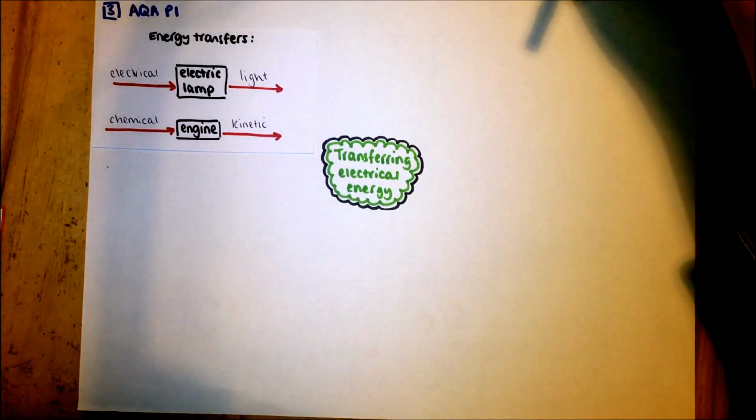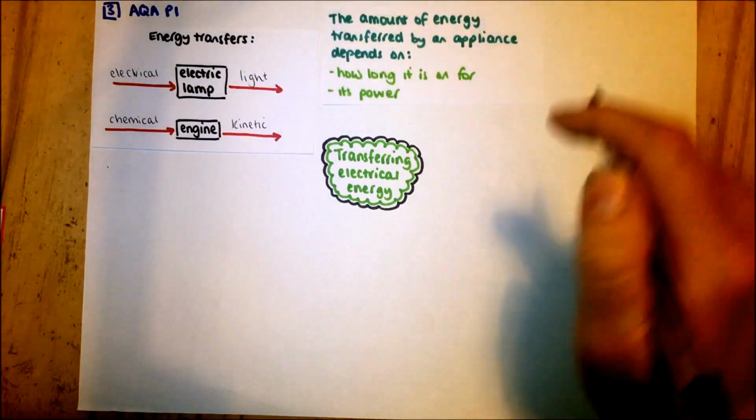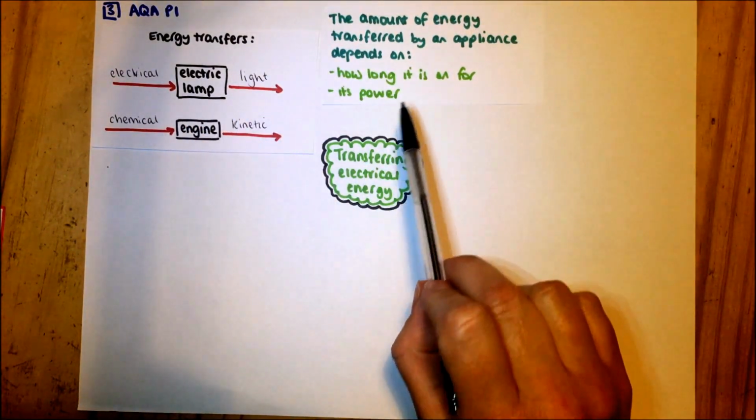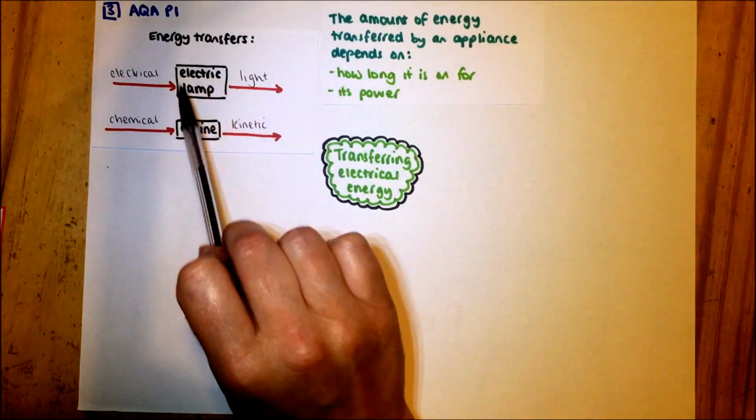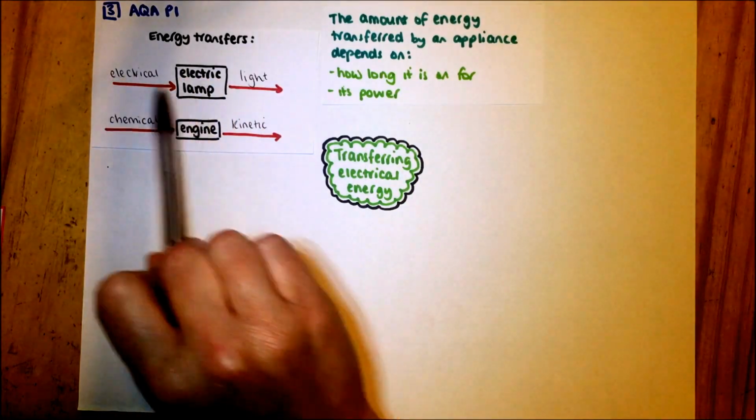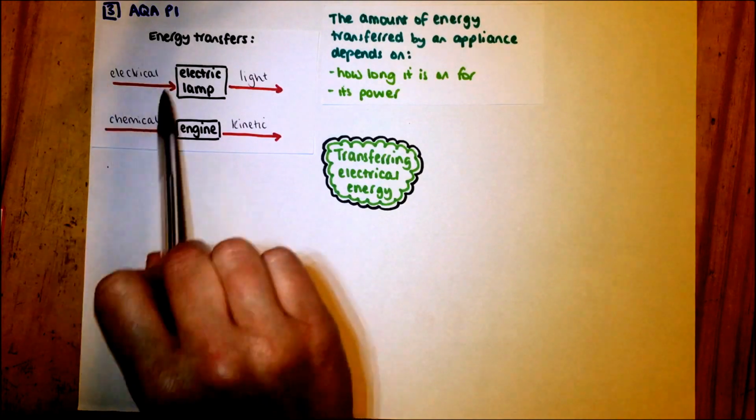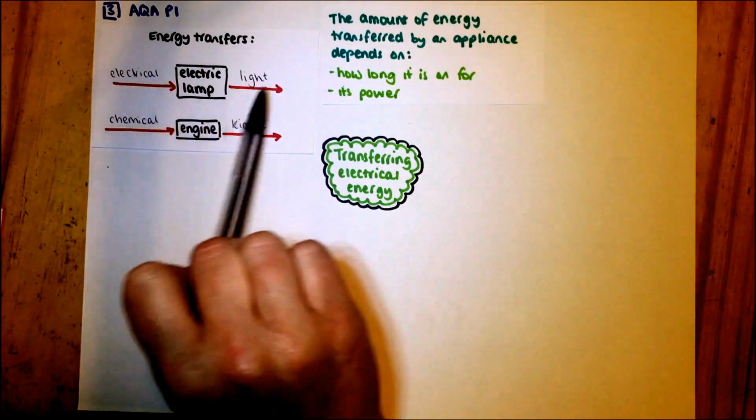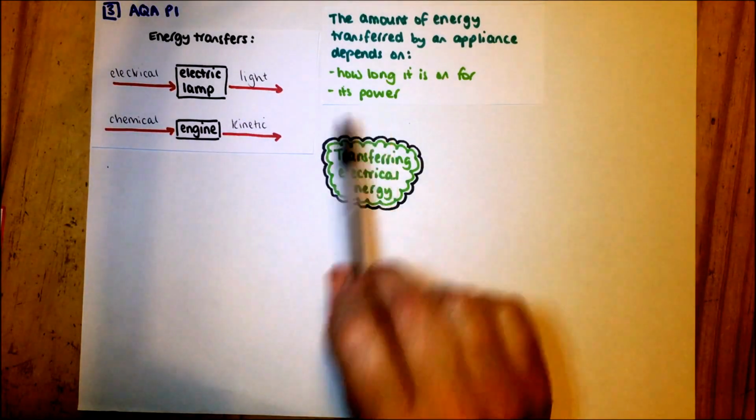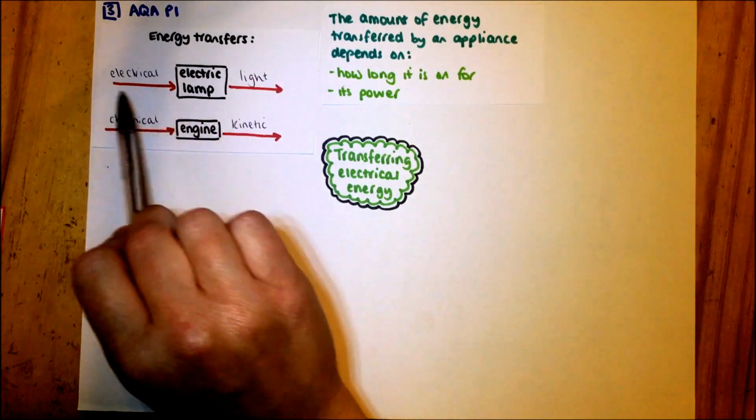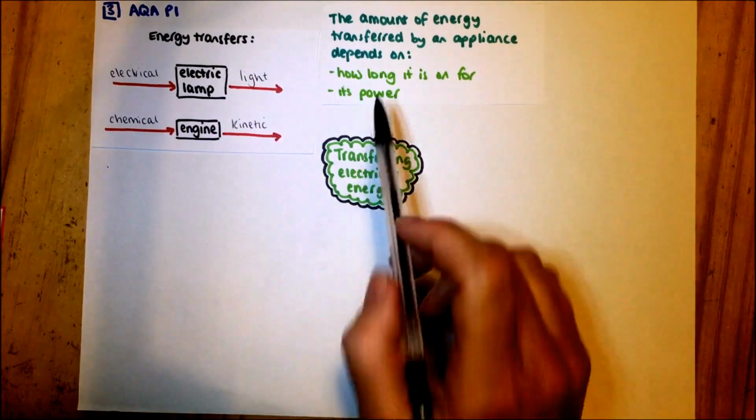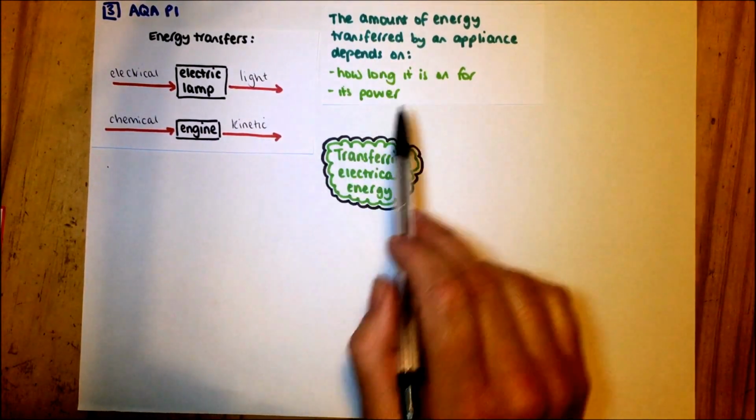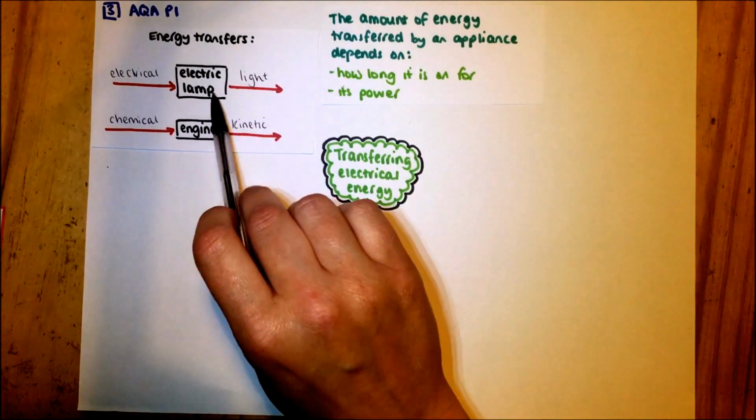Okay. The amount of energy transferred by an appliance will depend on how long it's on for. So if this lamp was on for a long time, it'd be transferring lots of electrical energy into light, and if that electrical energy is costing us money, it's going to cost us a large amount of money, and it's power. So the bigger the power, the more energy it's going to use. Okay, so the amount of energy depends on how long it's on for and the power of the appliance.